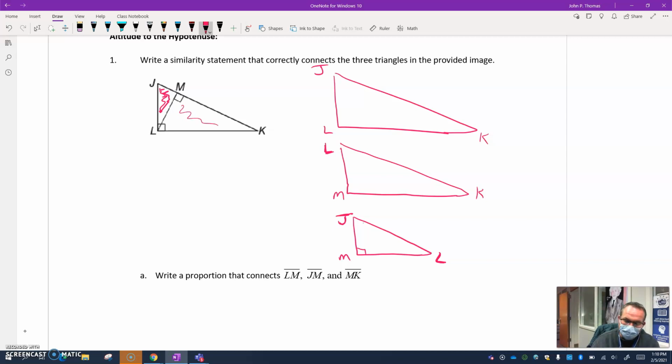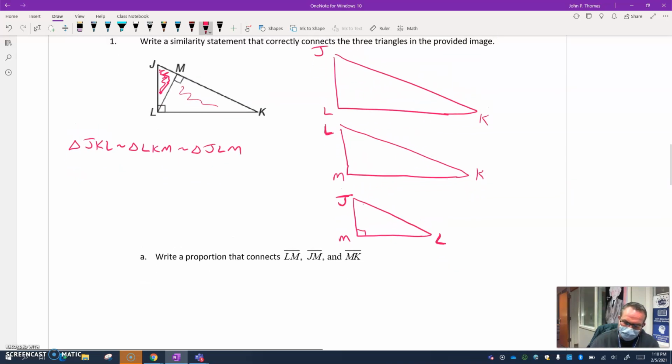Now, it wants a similarity statement, so I'll go ahead and do that. So triangle JKL is similar to triangle LKM is similar to triangle JLM. All right, and it wants us to write a proportion that contains LM, JM, and MK. All right, so I'm looking for all of these sides.